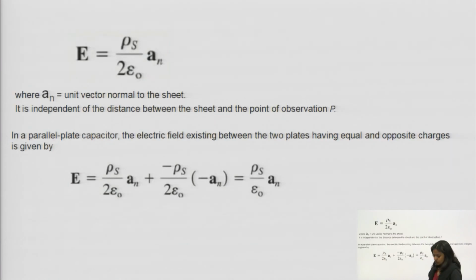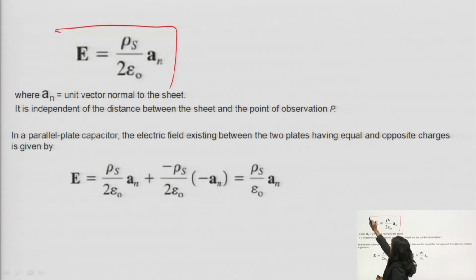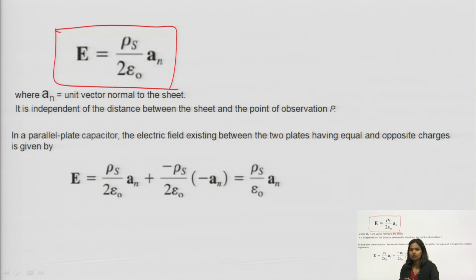Okay, so rho s by 2 epsilon An can be generalized in this form, where rho s is the surface charge density, An is the normal vector to the charged sheet. It is independent of distance. You can see in this formula there is no distance, so it is independent of the distance between the sheet and the point of observation P, where we need to find the electric field.